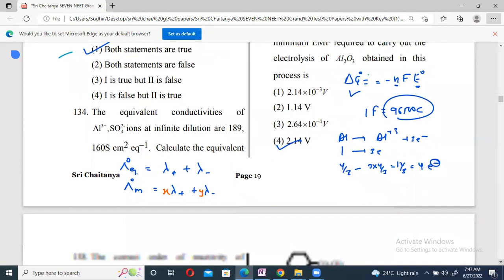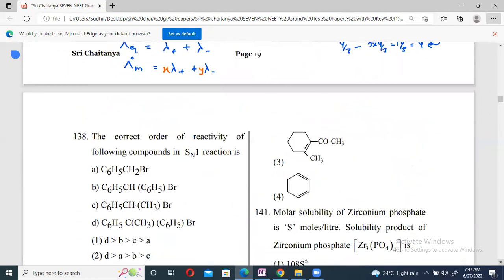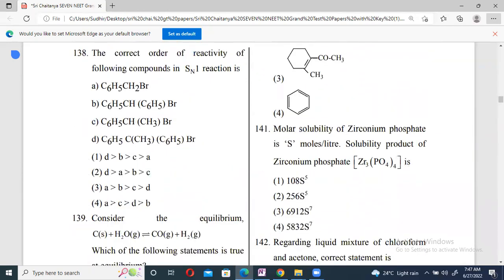Now 138. The correct order of reactivity of the following reactions is SN1. Do you know this reactivity order? The rate of SN1 depends upon the stability of the carbocation, that is the C plus ion. Which is more stable? D is more stable, so D. Which is less stable? A is less stable, so A. Option 1 is correct here. Is it clear?